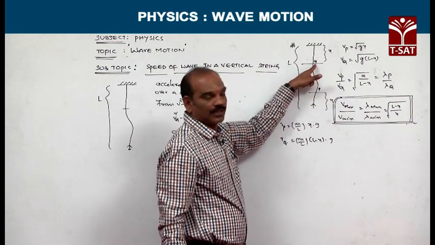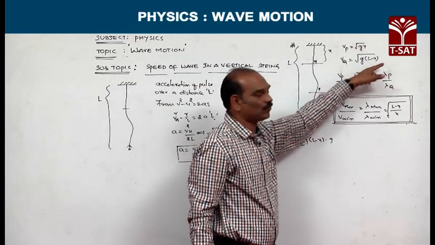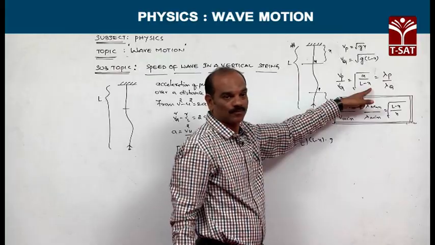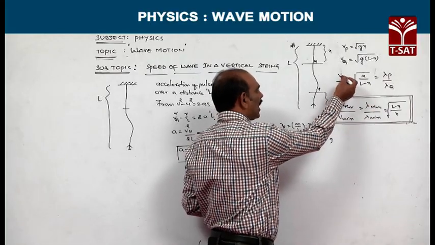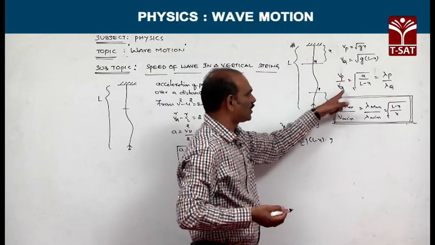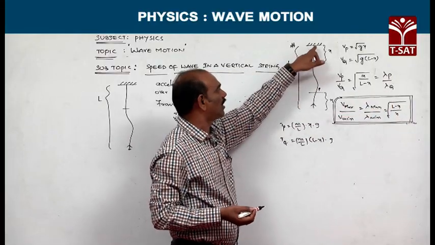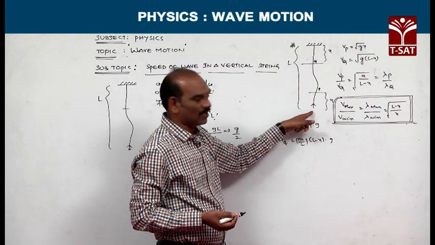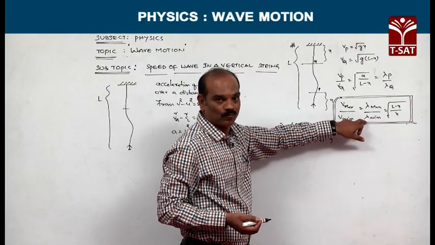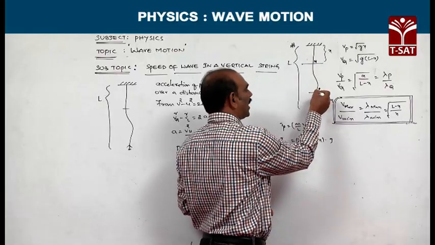Similarly, for the speed at Q, this part of string we should take into consideration. So Vq is equal to root of g into L minus x. So Vp by Vq, by simplification, is root of x by L minus x. Velocity v is equal to n lambda, so frequency remains the same. So Vp by Vq is equivalent to lambda p by lambda q. And we know that speed is maximum at the rigid end, minimum at the free end. Therefore, Vmax by Vmin is equivalent to lambda max by lambda min, which is L minus x by x when you compare the point P and point Q.